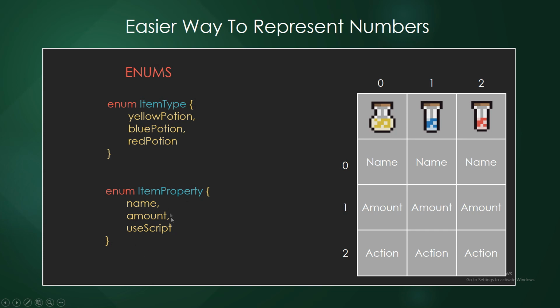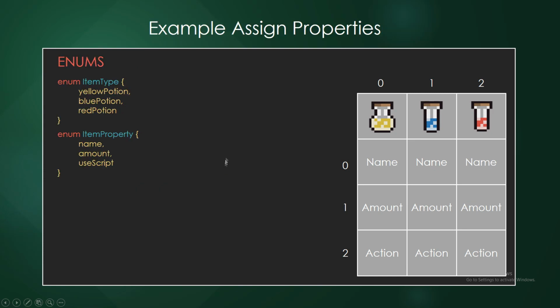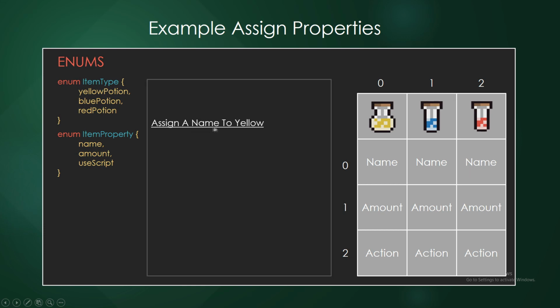And I'm going to show you a little trick with getting how many items are in this later, and that's kind of a trick unique to enums. So let's go over an example of how we're going to use this code. So let's assign a name to the yellow. So the yellow potion, let's give it a name. How do we do it?